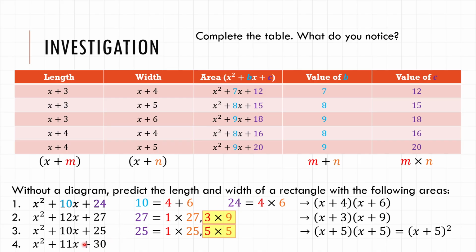Going to our last one here, the two factors of 30, and of course 30 has 3 pairs of factors, but the two that add up to 11 are 5 and 6. And so this is x plus 5 times x plus 6.